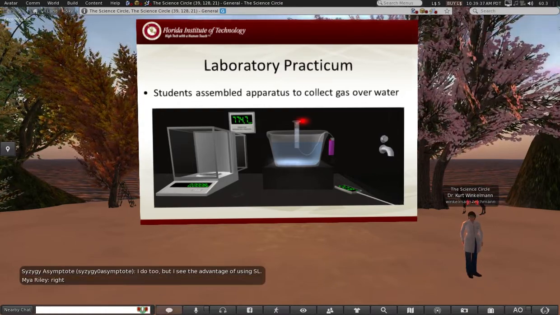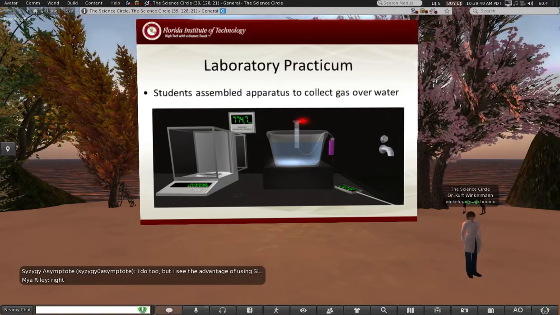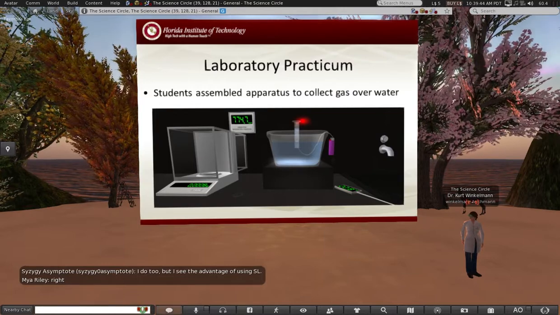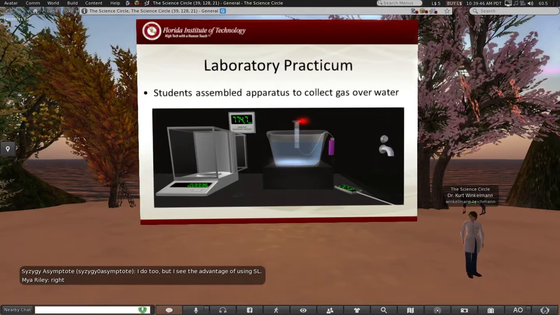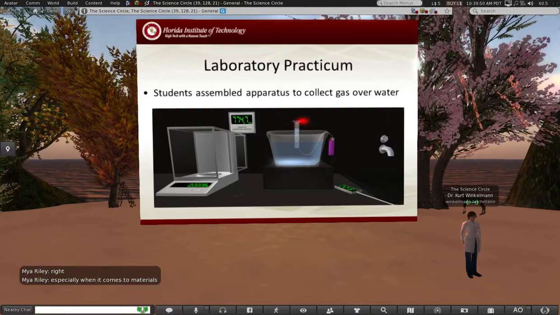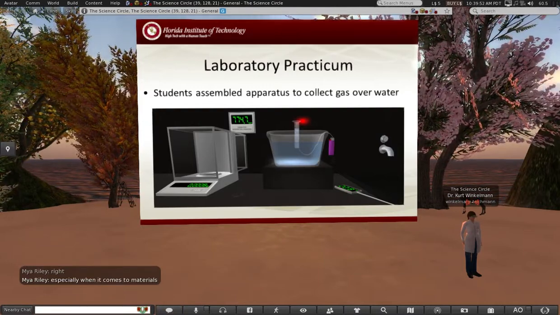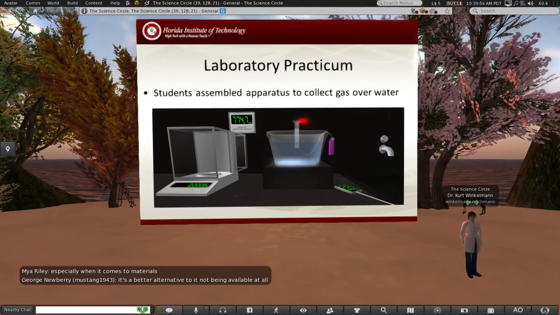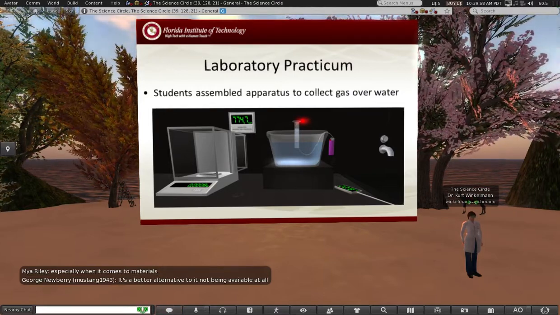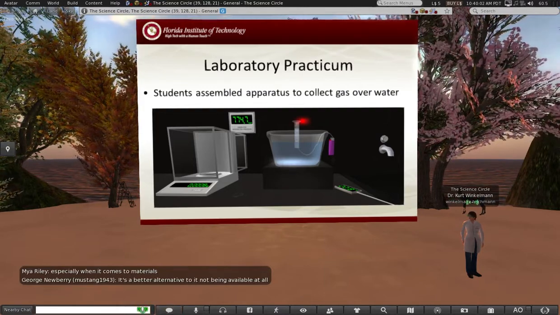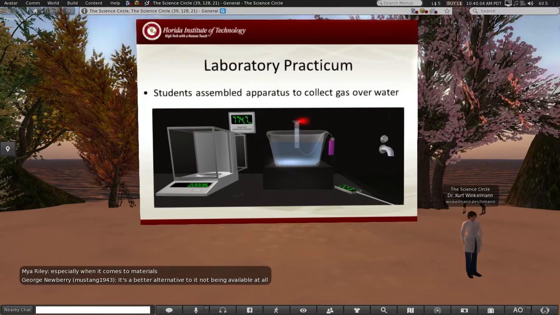But to actually do this experiment, they have to connect some tubing. They've got to put the graduated cylinder into the bucket of water. They have to fill the graduated cylinder with water. They have to invert it. They have to put tubing up into it. It's a multi-step assembly process in order for them to actually gather a single data point. Okay.